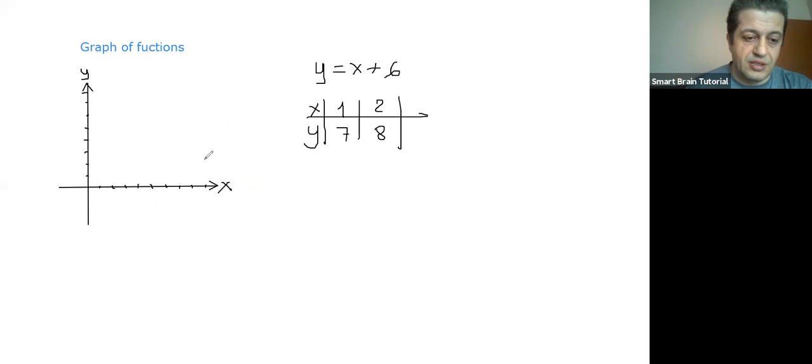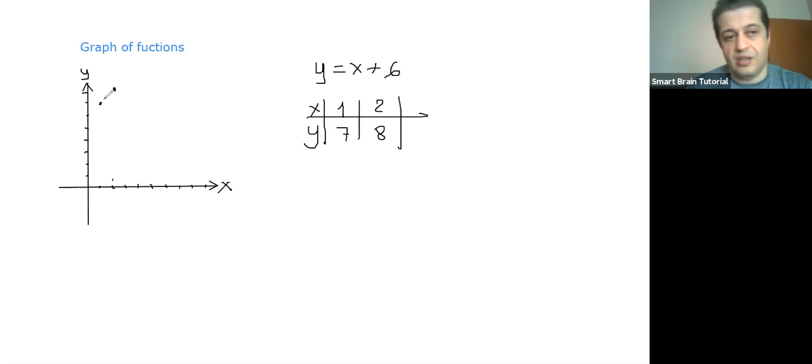So if we write 1 and 7 here, x is 1, y is 7. This is the first point, and the second point is 2, 8. This one.